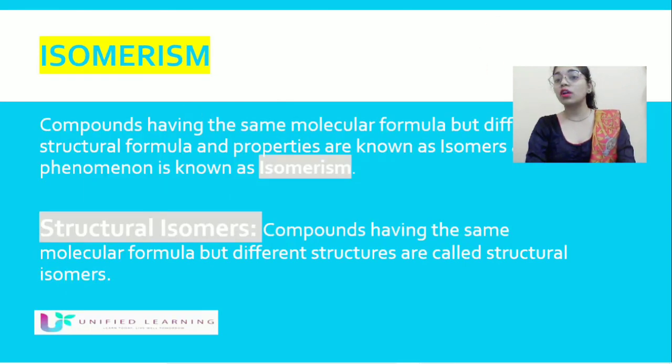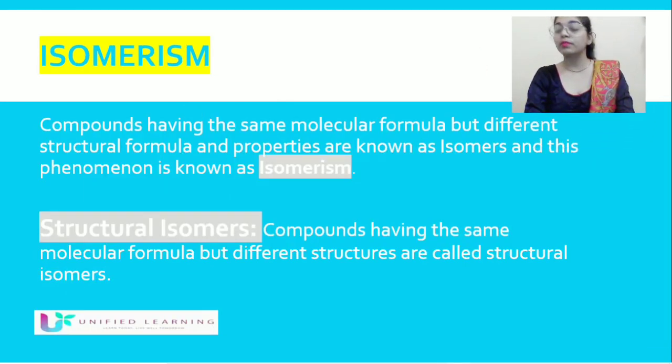Moving further, I will tell you how we are using it in the further topics. Let's talk about isomerism before understanding the structures. Compounds having the same molecular formula but different structural formulas and properties are known as isomers, and this phenomenon is known as isomerism. So what are structural isomers? That is the important part that we are going to study further. Compounds having the same molecular formula but different structures are called structural isomers.